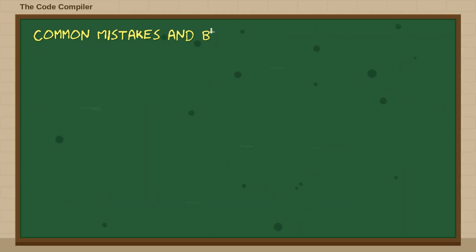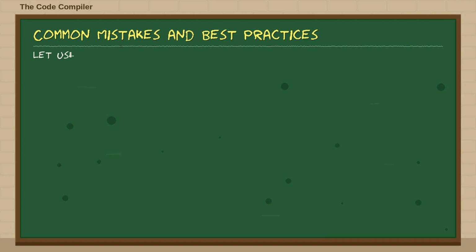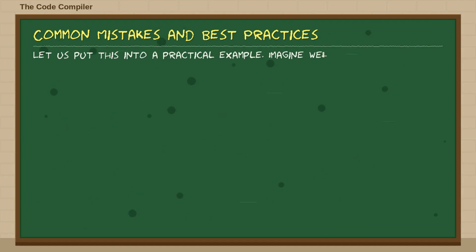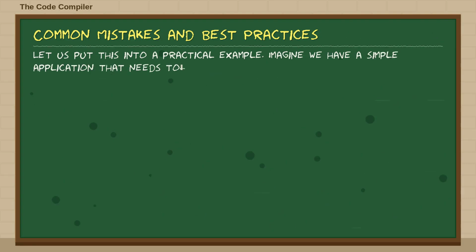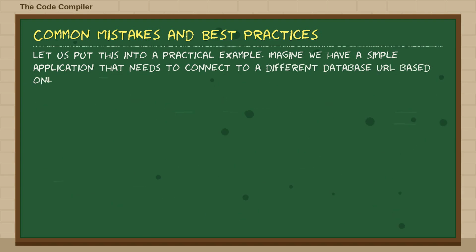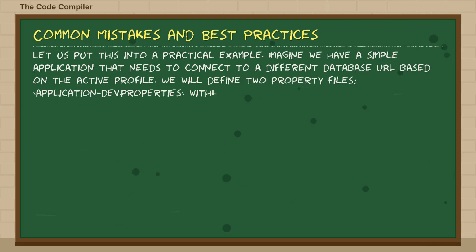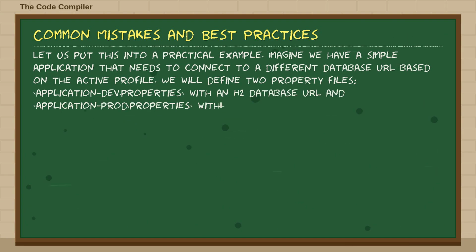Let us put this into a practical example. Imagine we have a simple application that needs to connect to a different database URL based on the active profile. We will define two property files, application-dev.properties with an H2 database URL and application-prod.properties with a PostgreSQL URL.